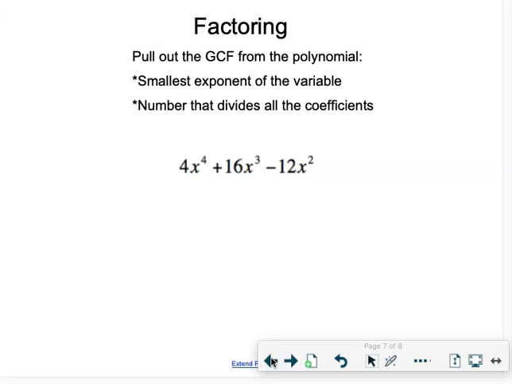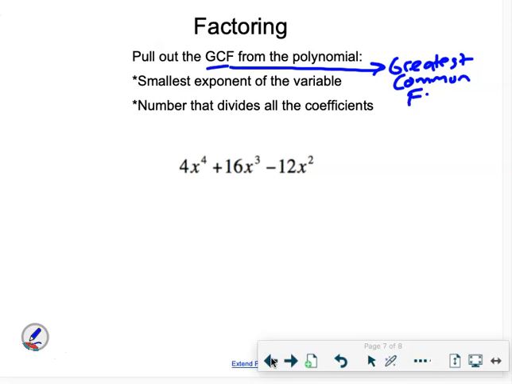Yep, so factoring. GCF, remember that stands for greatest common factor. What we're looking to do is find something that all of the terms have in common, and we want to pull the biggest common factor out front. Then we're going to take the number that divides all the coefficients and the smallest exponent of the variable they all have in common.